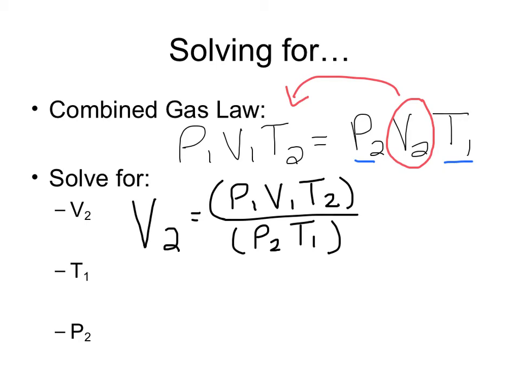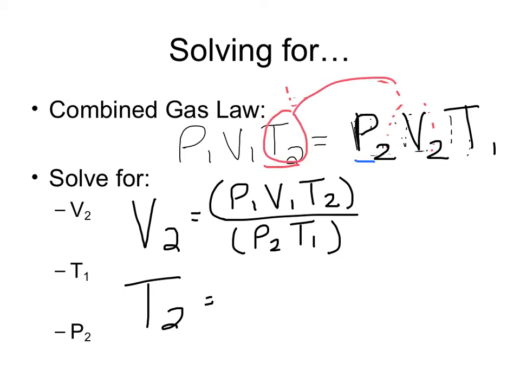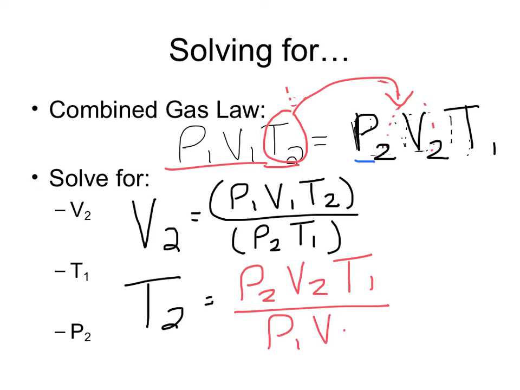Let's try another one. Let's see if we can solve for T2. What would T2 equal? Let's erase all this. So, let's underline T2, circle it, take everything opposite, put it on the top: P2, V2, T1. Take everything with it, P1, V1, put it on the bottom. This is just one option when you go to solve for an equation.